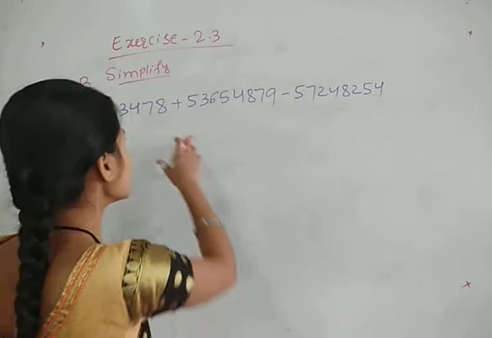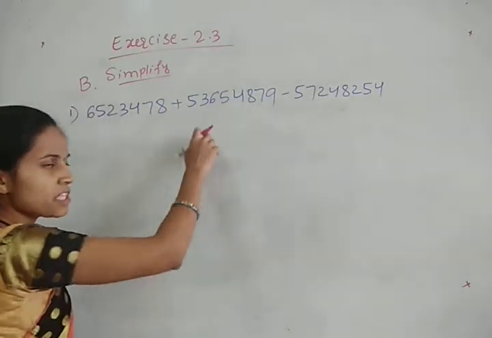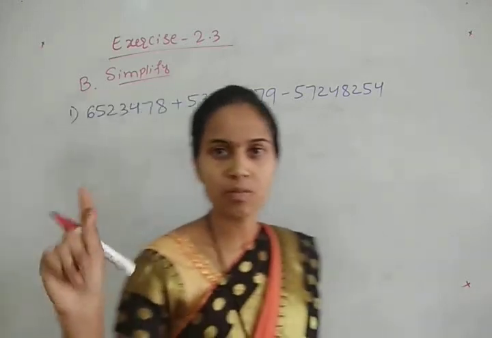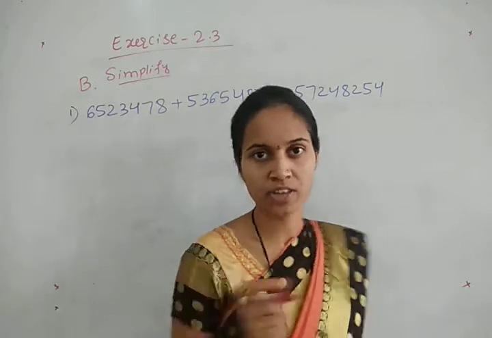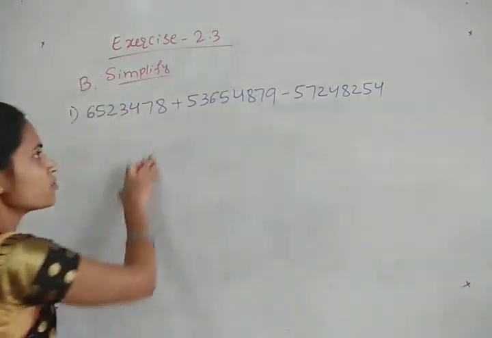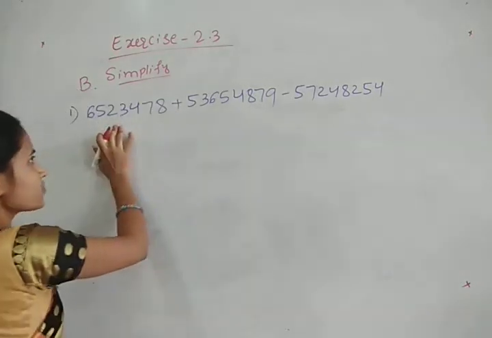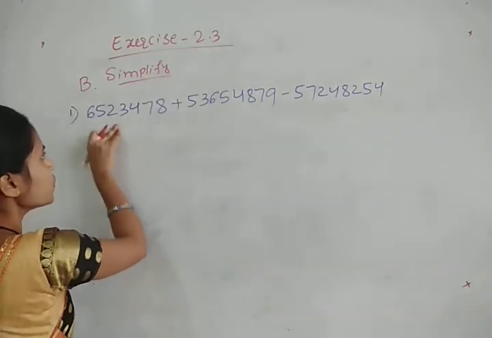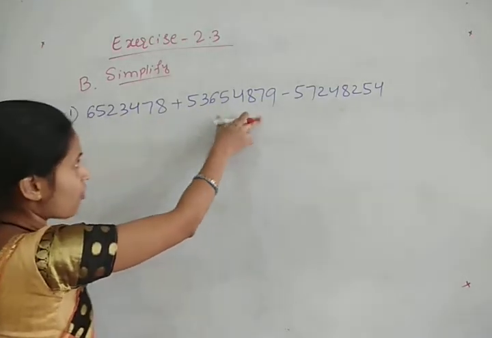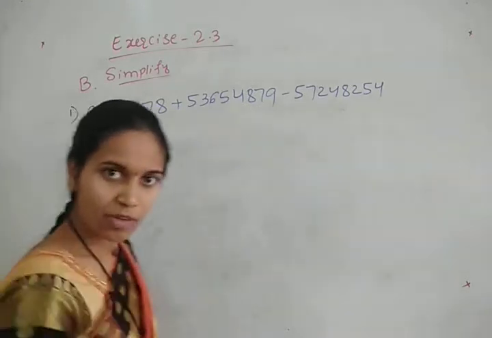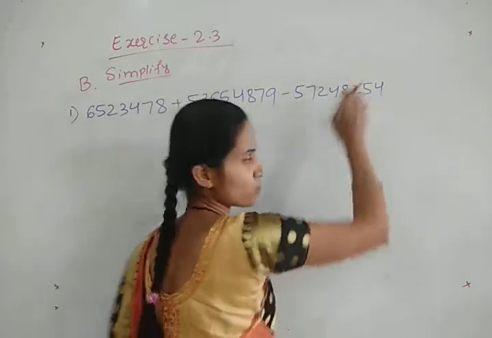I have already written the question here. This problem contains both plus and minus symbols, so we have to do both addition and subtraction. This kind of problem we need to solve step by step. First of all, we need to add the first number and second number. After adding these two numbers, from whatever sum we get, you should subtract this number. So this is the step.